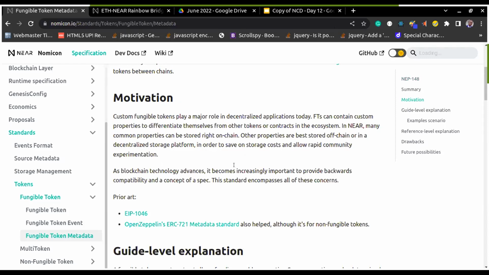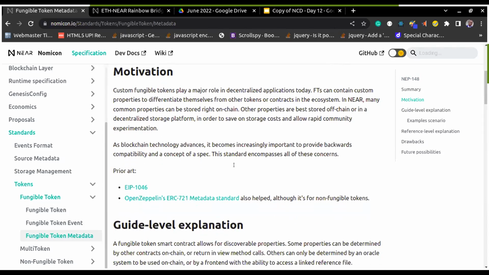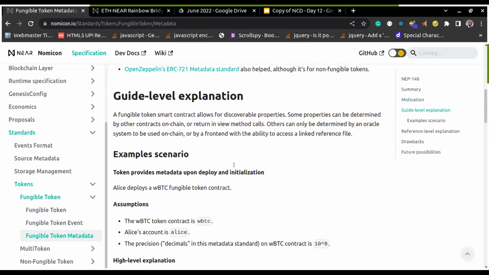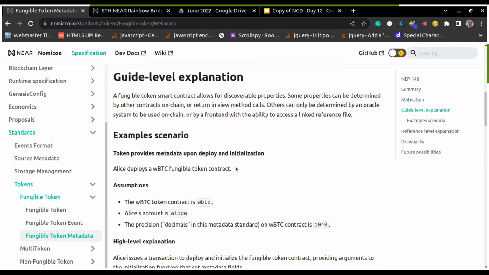Yeah, so these can be stored right on chain. Other properties are best stored off chain or in a decentralized storage platform in order to save on storage cost and allow rapid community experimentation. Let's just move on to the guided level explanation.